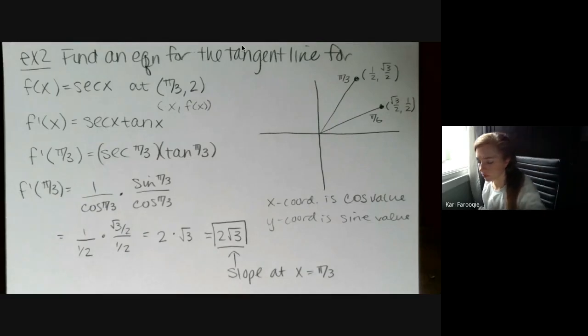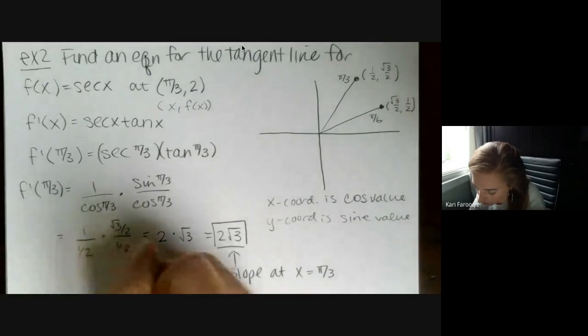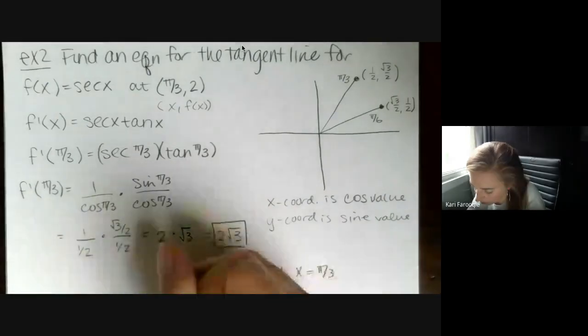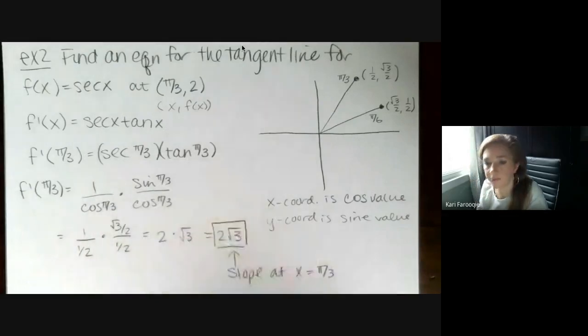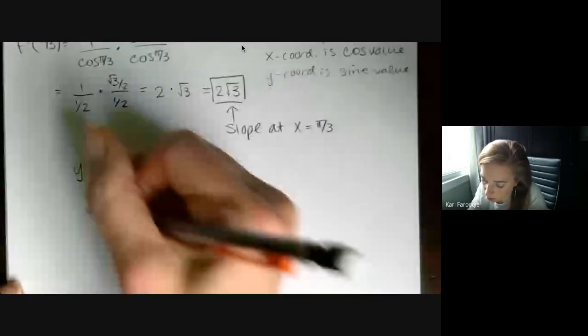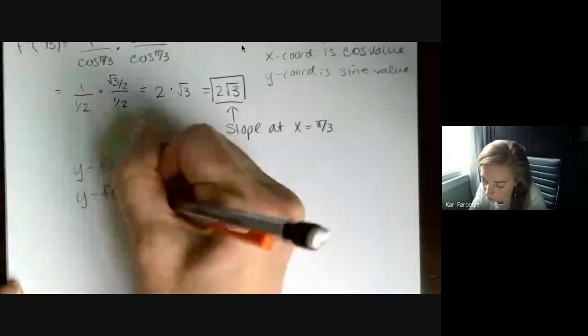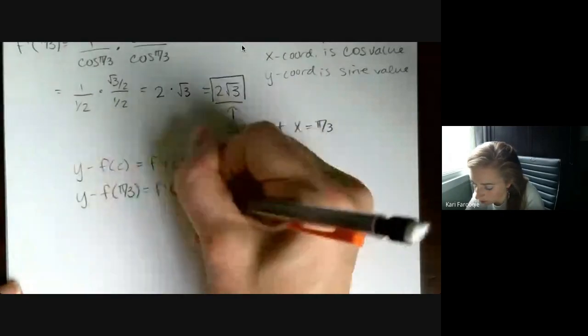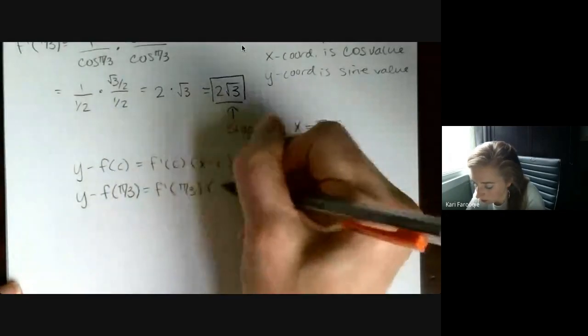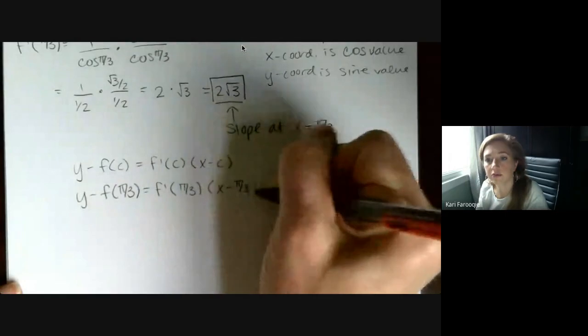Terrific. Let's go ahead and set up our equation then. y minus f of c equals f prime of c times x minus c. Sorry, so that's y minus f of pi over 3 equals f prime of pi over 3 times x minus pi over 3.